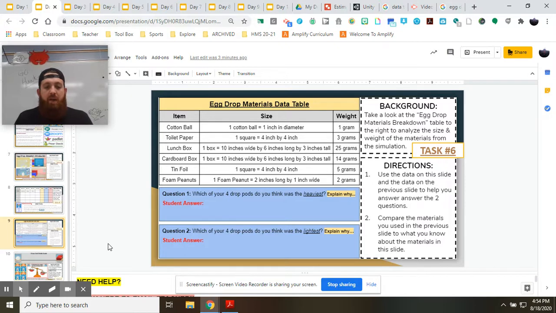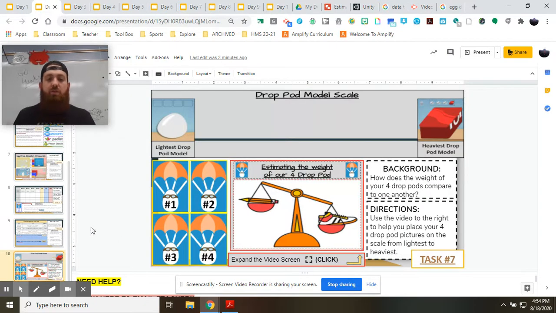Okay. And once you're done, that leads us to this little activity. Very simple, very easy. This is a model of a scale for your lightest drop to your heaviest drop. So think of it almost like a timeline, but instead of measuring time, we're measuring weight. And on the left side of this scale, you're going to put the lightest drop models or drop pods that you have. And on the far right side, you're going to put the heaviest. So left to right, lightest to heaviest.